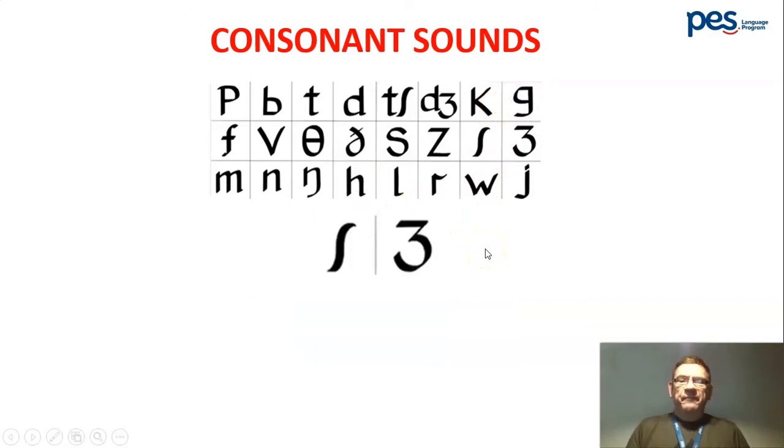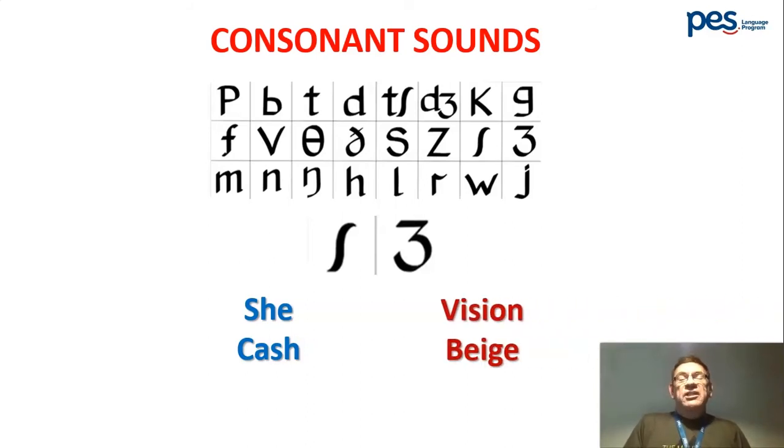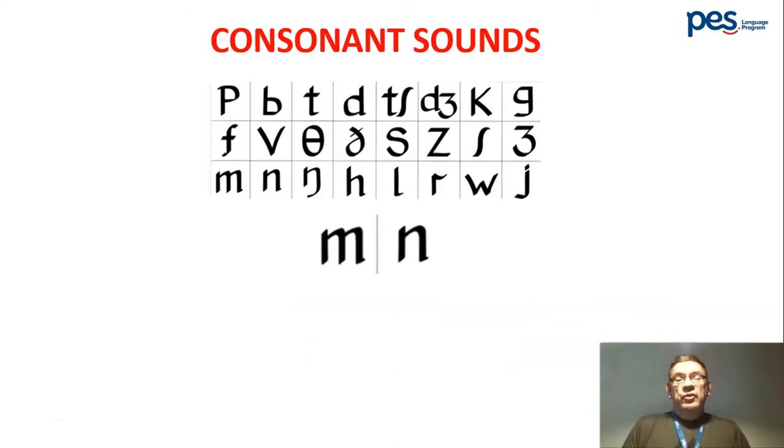dogs. Okay. Oh, here we have sh from she, sh, and zh. So we have she, cash. There are many more, right? And the other one, vision. Remember that vision, we have the schwa there. Vision. And the color beige. Okay, these two are quite simple.